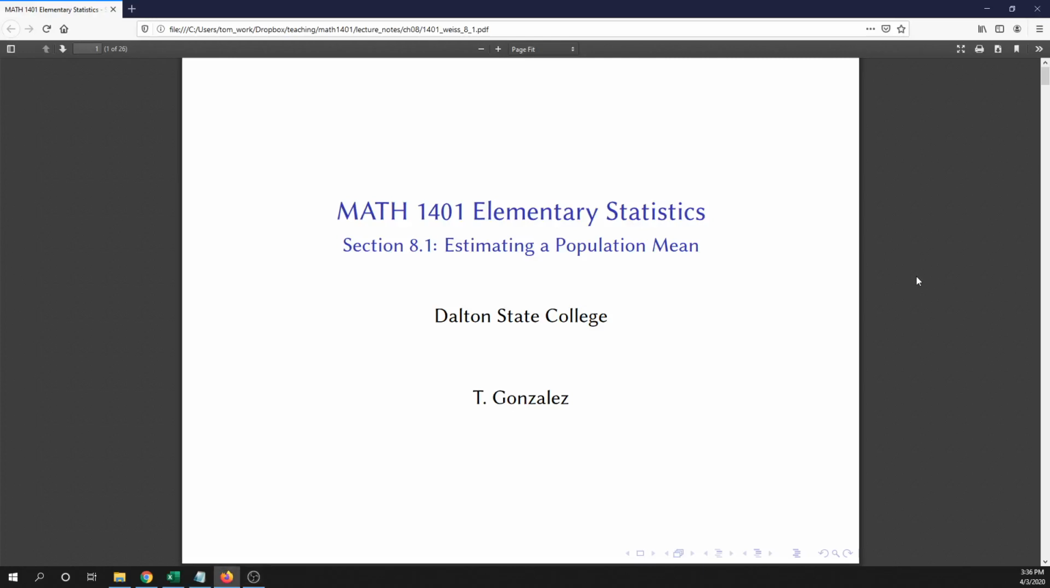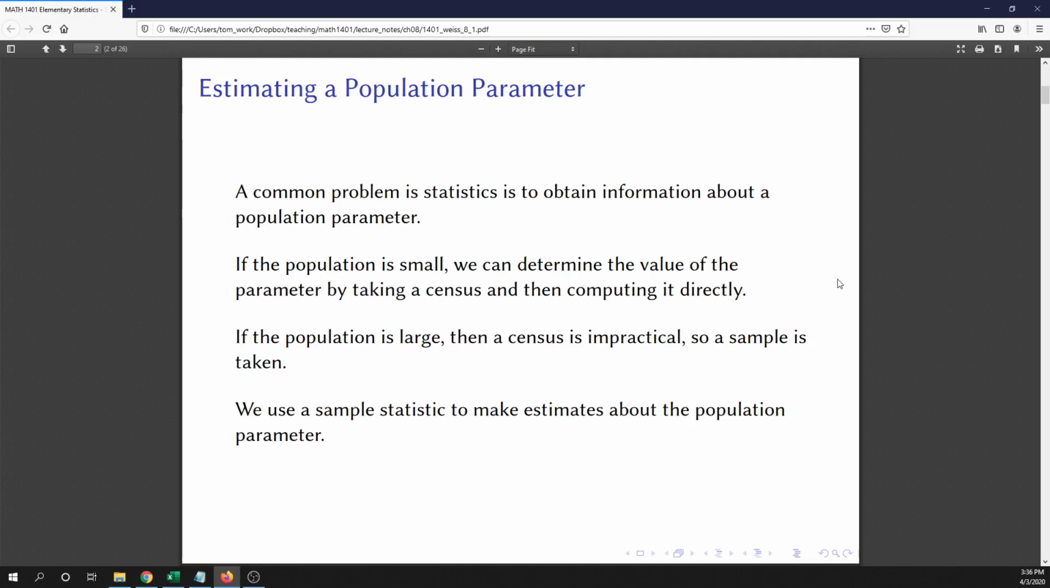All right, in this video, we are going to talk about the material in section 8.1 from our book, and it is about estimating a population mean. So, in more general terms, what we want to do is oftentimes estimate population parameters, of which the population mean is one of those parameters, right? But it could be standard deviation or any other type of parameter. Okay, so we have a population and we want to know what the value of that parameter is.